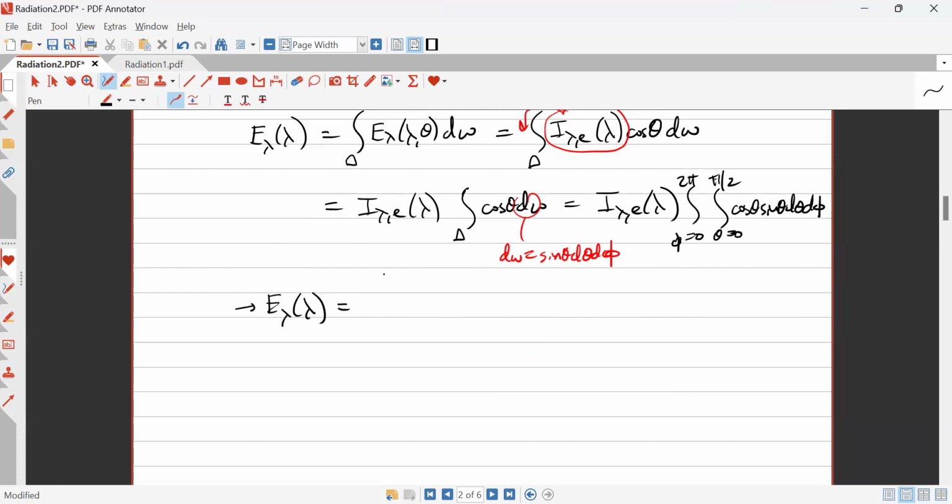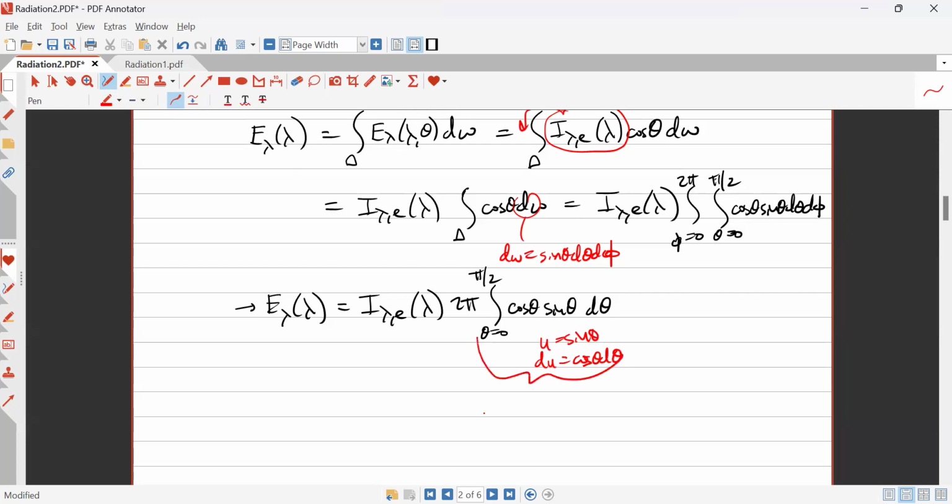So E sub lambda now is equal to that intensity. And then if we integrate over phi, we just get 2 pi. Now we're just integrating over theta. It's cosine theta, sine theta d theta. And so what we'll need to do here is a u substitution. So we'll say that u equals sine of theta, du equals cosine theta d theta.